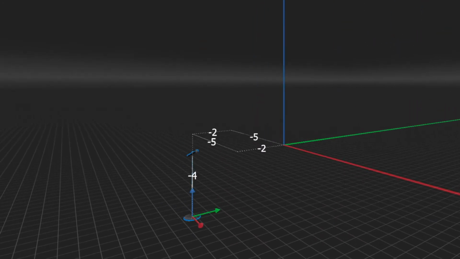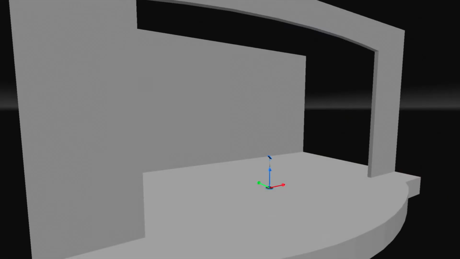In a typical proscenium theater, your x-axis might describe your stage left, stage right movement, your y-axis might describe your upstage and downstage movement, and your z-axis is going to describe your height above or below the floor.